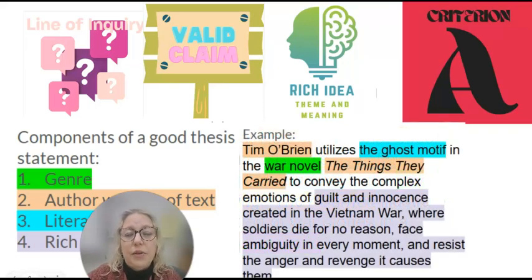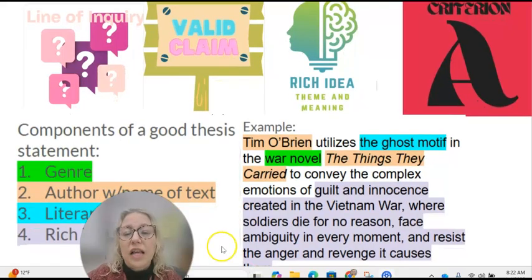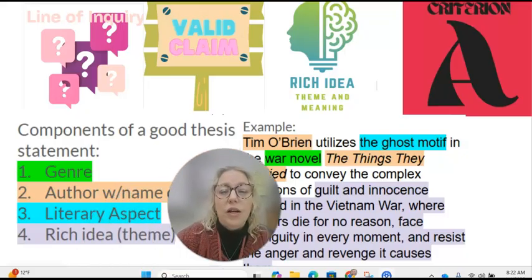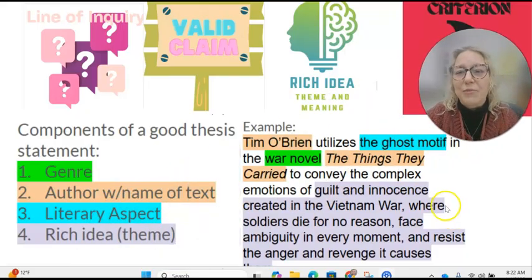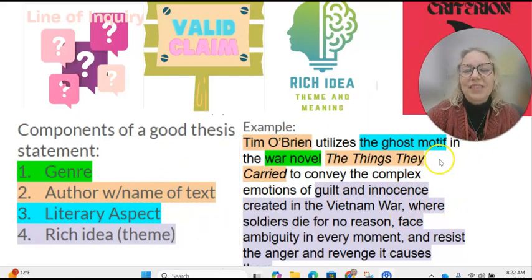Here's an example from the ghost motif. Tim O'Brien utilizes the ghost motif in the war novel The Things They Carried to convey the complex emotions of guilt and innocence created in the Vietnam War, where soldiers die for no reason, face ambiguity in every moment, and resist the anger and revenge it causes them.